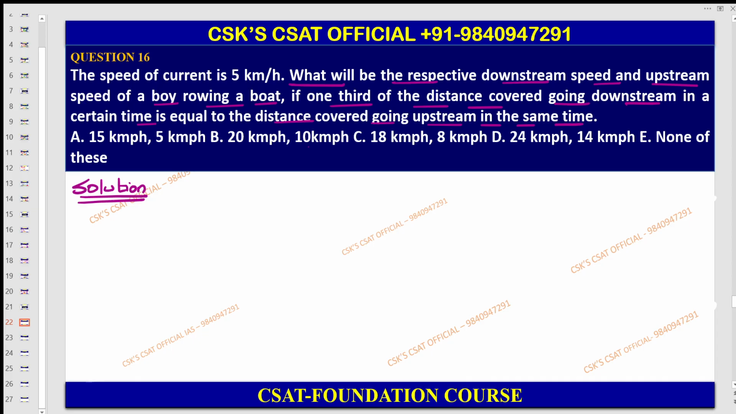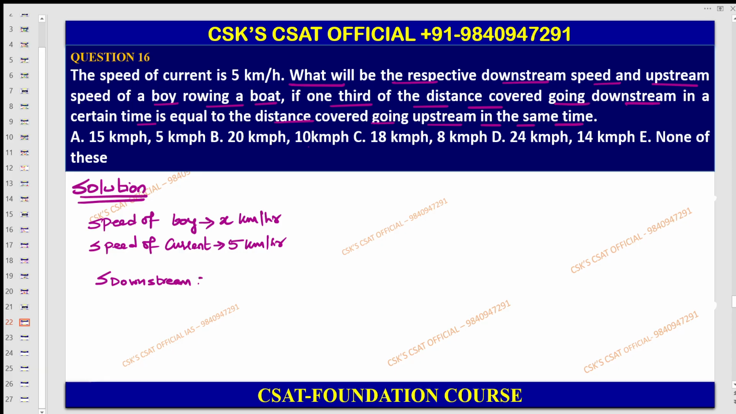Now you can take the speed of the boy as x kilometer per hour. Then the speed of the current, stream or river, whatever you want to call it according to the question, is 5 km per hour. And you know the speed of the downstream is along the river. So downstream means you need to add these speeds. Therefore x plus 5 km per hour.